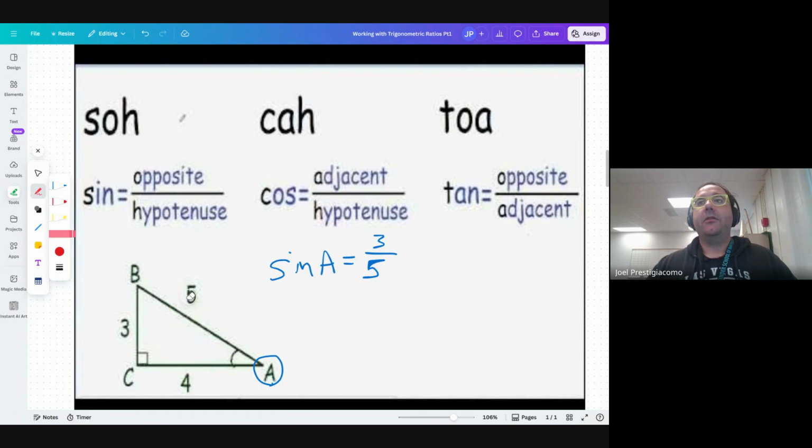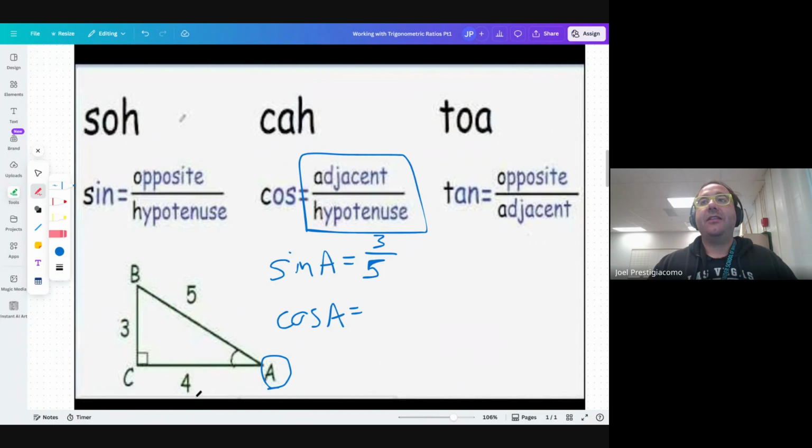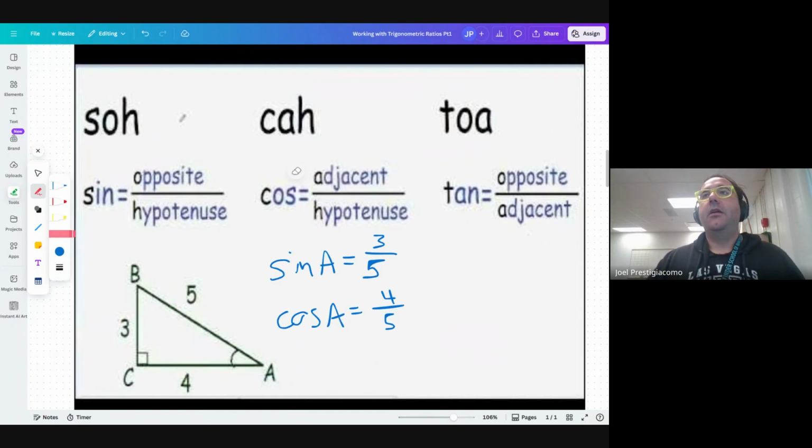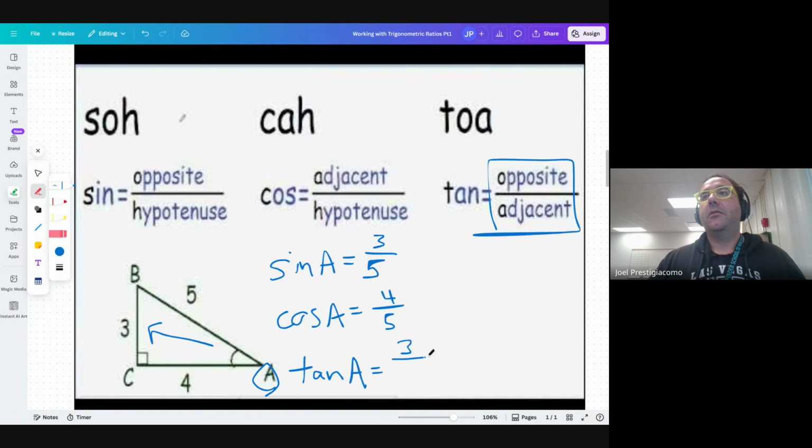So what about the cosine of angle A? The cosine of angle A is the adjacent over the hypotenuse. The adjacent side is the side next to it that isn't the hypotenuse. That's 4. The hypotenuse here is 5. That's it, 4/5. And the tangent is the opposite side over the adjacent. So for A, that's going to be the opposite side, which is 3, over the adjacent side, which is 4.